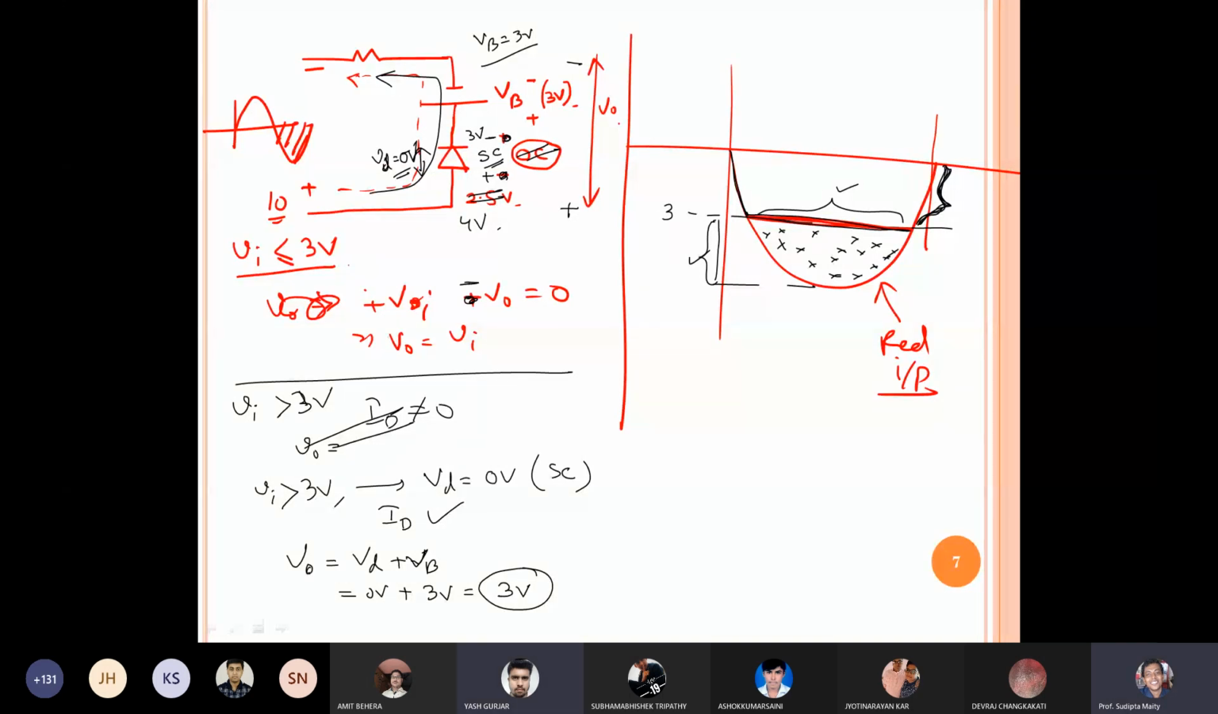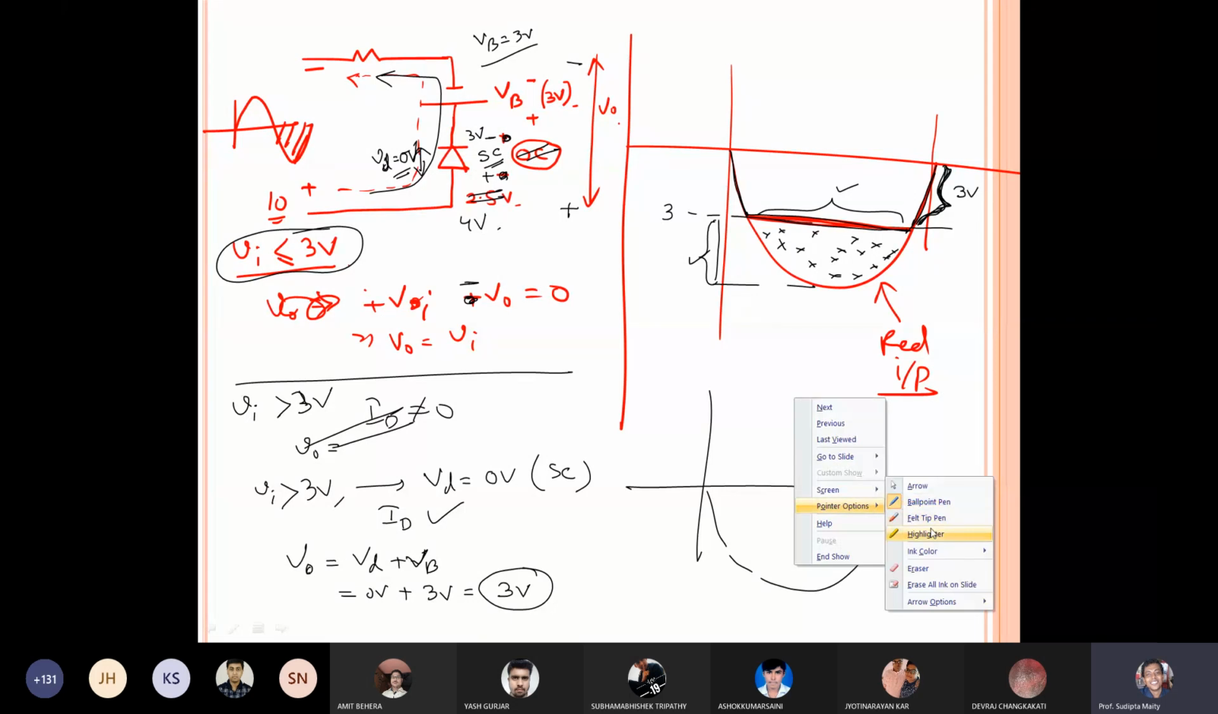Sir, VI. What is the amplitude of input voltage? 3 volt. Yes, 3 volt. As it is 3 volt, my circuit will work as per our assumption in 3 volt. So I will get this kind of circuit output. So my final output will be like this. So here I am drawing using red color.